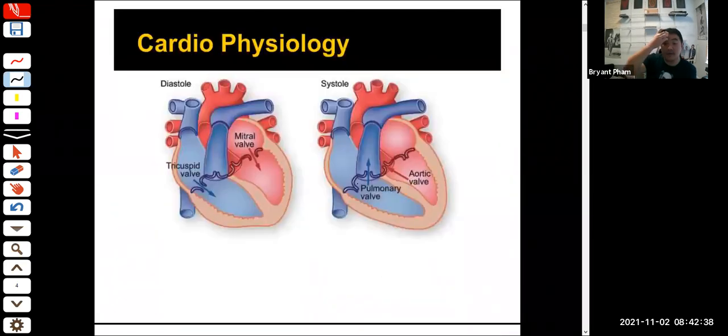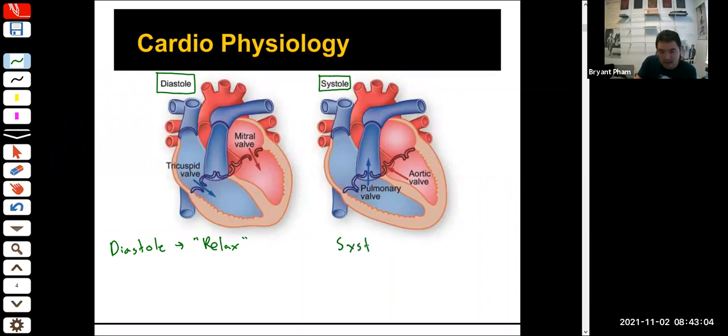All right. So taking a look here, a couple of key terms. I totally forgot that I changed the slides. Key terms here is diastole. Diastole translates to relax. Therefore, systole is the opposite. Systole translates to contract. During diastole, your heart is relaxing. That is a false statement.